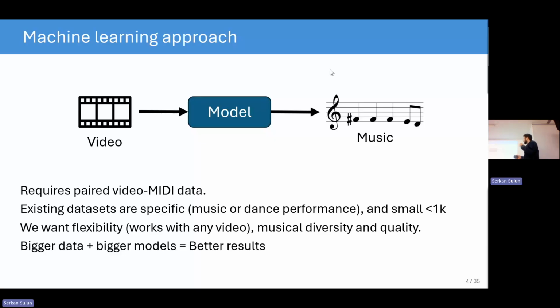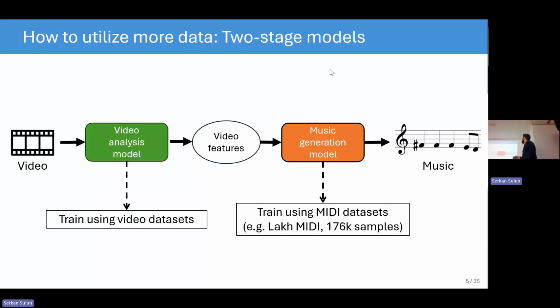By the end of this implementation, we want flexibility, meaning that the model should work with any video, not just specific instrument playing videos, etc. And we want musical diversity and quality, meaning that if we have a very large data set, we can achieve that, but not with 1,000 samples. And as you all know, bigger data with bigger models gives better results. So that's the overall approach in this research: we want to enable the use of bigger data and we want to implement bigger models.